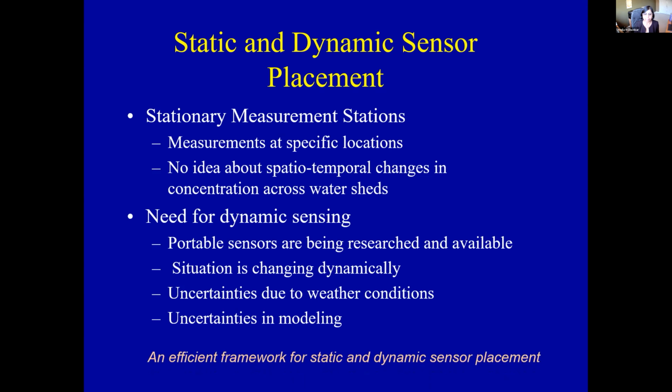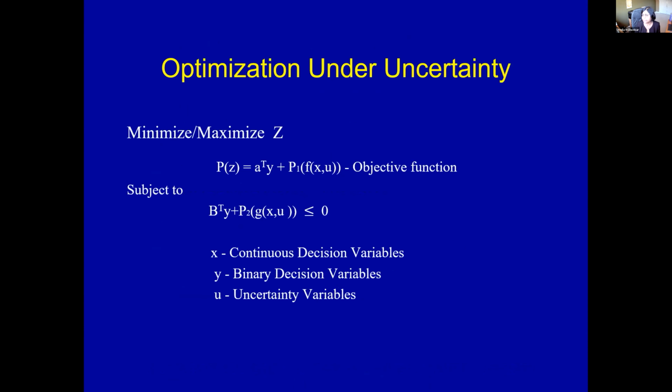Now, what I'm going to use is an efficient framework for static and dynamic sensor placement. As I said, Fisher information is probabilistic information, so it's a probabilistic objective function. We also consider that sensor measurement errors can be probabilistic, and that becomes an optimization and uncertainty problem. It's a mixed integer nonlinear programming problem, which is difficult depending on how big the problem becomes.